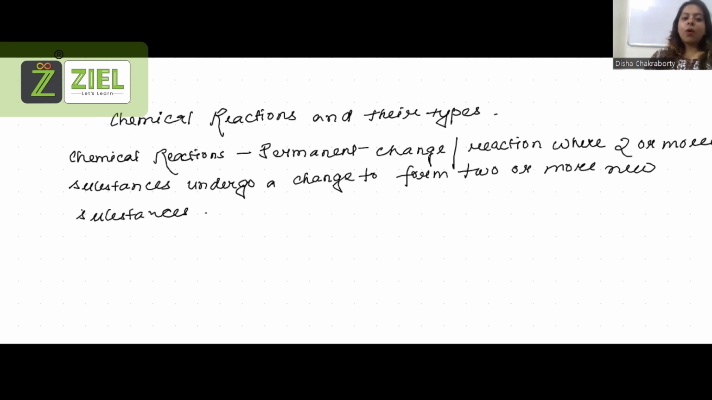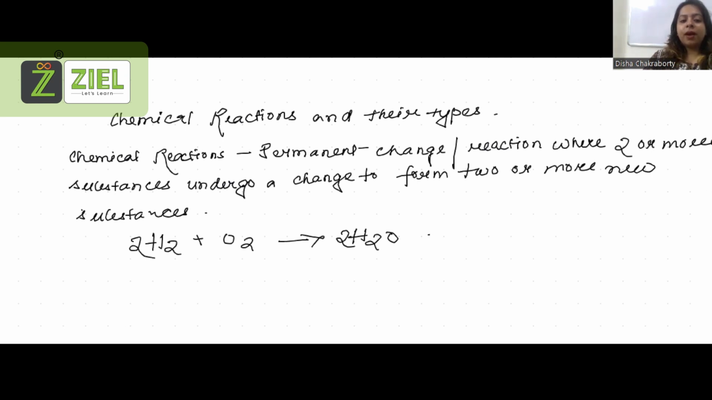A chemical reaction always has two parts, the reactant part and the product part. The reactant part is always kept at the left side of the reaction and the product part at the right side of the reaction. Let us take an example to understand how we write and represent chemical reactions. Let us consider the formation of water from hydrogen and oxygen. We will write the equation like this, and we balanced it.